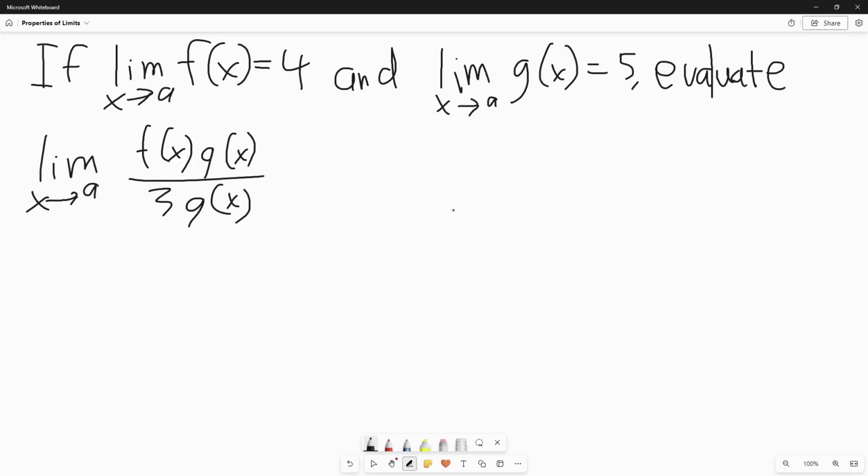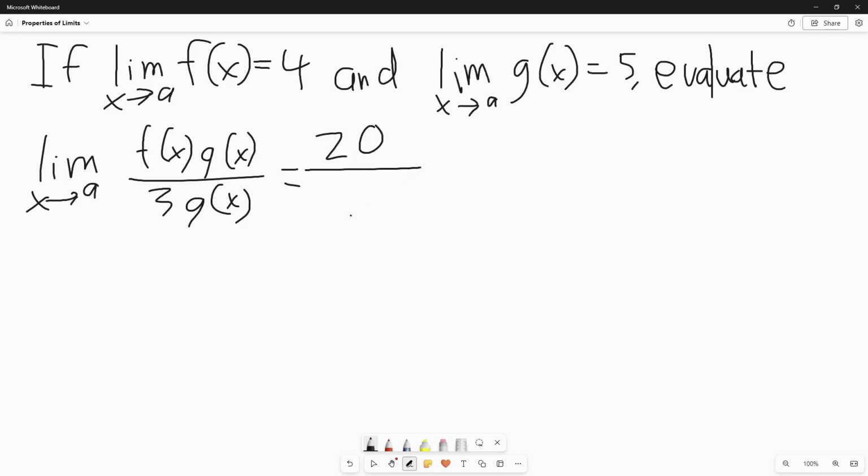So first, for this problem, we notice that it's one of these divisions. So again, we can find the limit of the numerator and find the limit of the denominator and then divide them. So first, let's find the limit of the numerator as x approaches a. So it's f of x times g of x, and we know that if we have two functions multiplied together, we can find the limit of both and then multiply those limits together. And we're already given the limits, 4 and 5, and x is approaching the same value. So we have 4 times 5 is just 20 on the numerator.